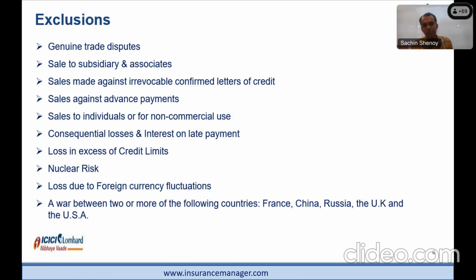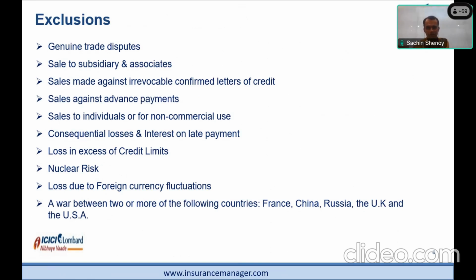Then sales made under letter of credit. LCs are considered a secured instrument, and that is why you need not cover them. However, just from an information perspective, in case you're dealing with LCs from non-MNC banks, you have an option to approach the insurance company and request to cover the LC bank also. In that case, we are covering the default risk of the bank, that if the bank is not able to honor the payment by the due date, then the claim would be covered. Otherwise, in general, we don't cover letters of credit.